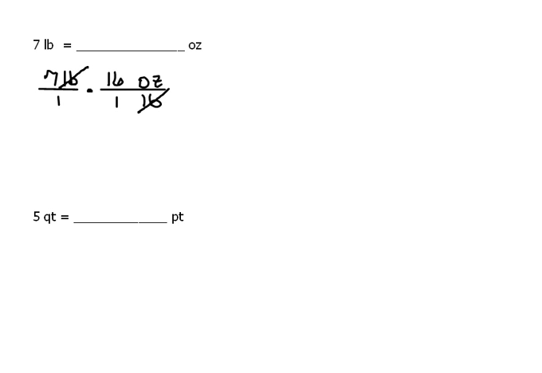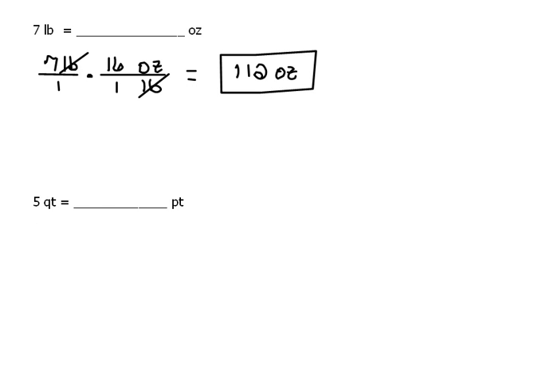And now our pounds will cancel top and bottom, and the only units we have left are ounces, which is what we want. So we just do the math. 7 times 16 would be 112, and our units are ounces. So that would be 112 ounces. Okay, let's do one more like this.